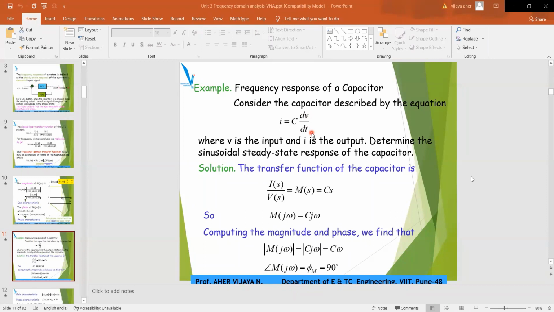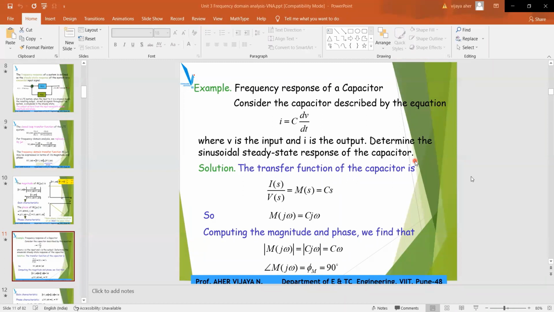Now you have to determine the sinusoidal steady state response of this capacitor. Now you know very well what is response. Now here you are going to determine the sinusoidal steady state response of capacitor. Meaning is that, what is meaning? Input is voltage, output is current in this example. With sinusoidal input is nothing but sinusoidal steady state response of capacitor.